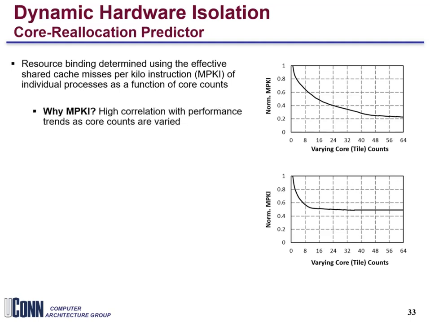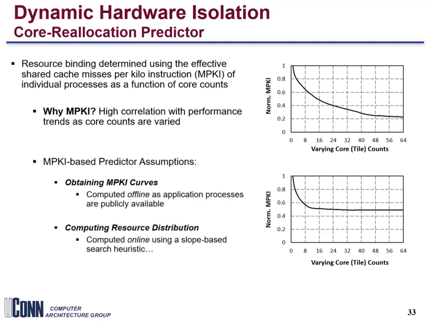Now the question becomes, why use MPKI as a metric for load balancing? The reason is that from our analysis and other prior works, we have seen that MPKI trends highly correlate with the performance trends of applications as the cores are varied. Given this high correlation, minimizing for MPKI highly relates to maximizing for performance.